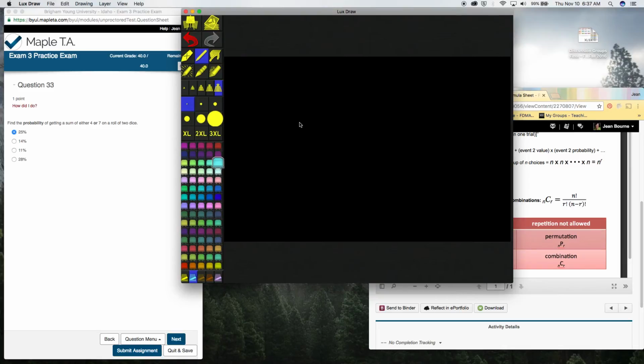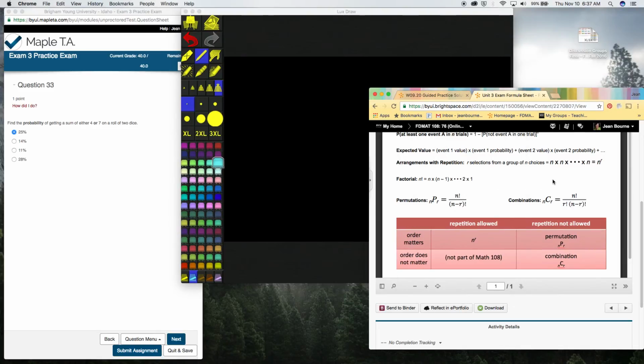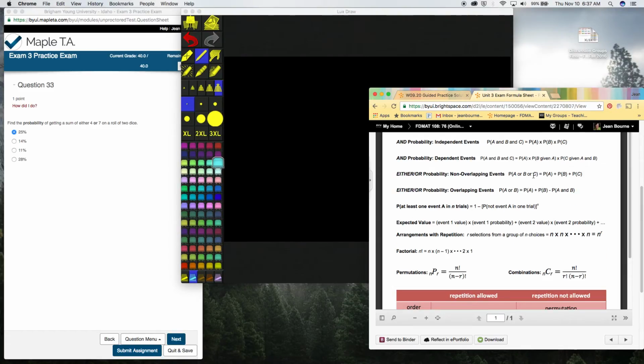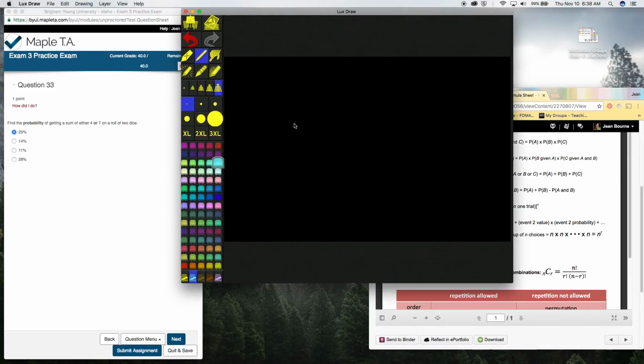Okay, again, we have an either-or thing here. And it's non-overlapping. You can't get a 4 and a 7 at the same time. So it's going to be probability of A plus probability of B, okay? And then you don't have to do the subtraction thing there. All right, so probability of getting either a 4 or a 7.